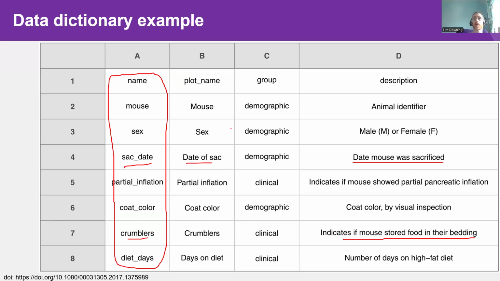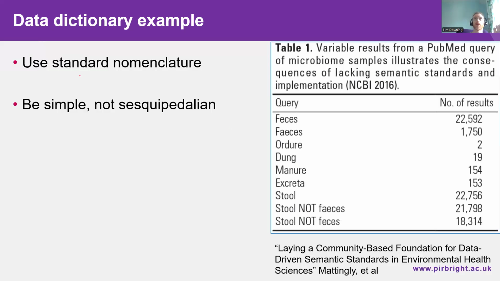So wherever possible in a data dictionary, we want to use standard nomenclature that's easily understood. So be simple, be clear, be consistent, not sesquipedalian. Some people basically create things just to be different.